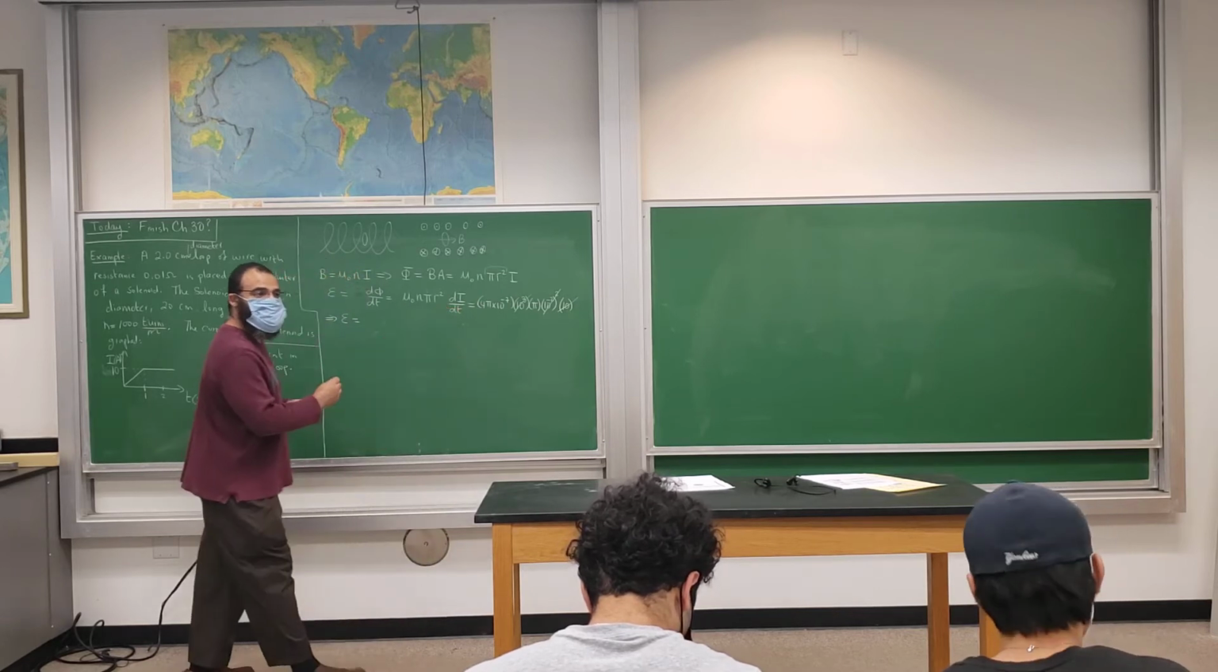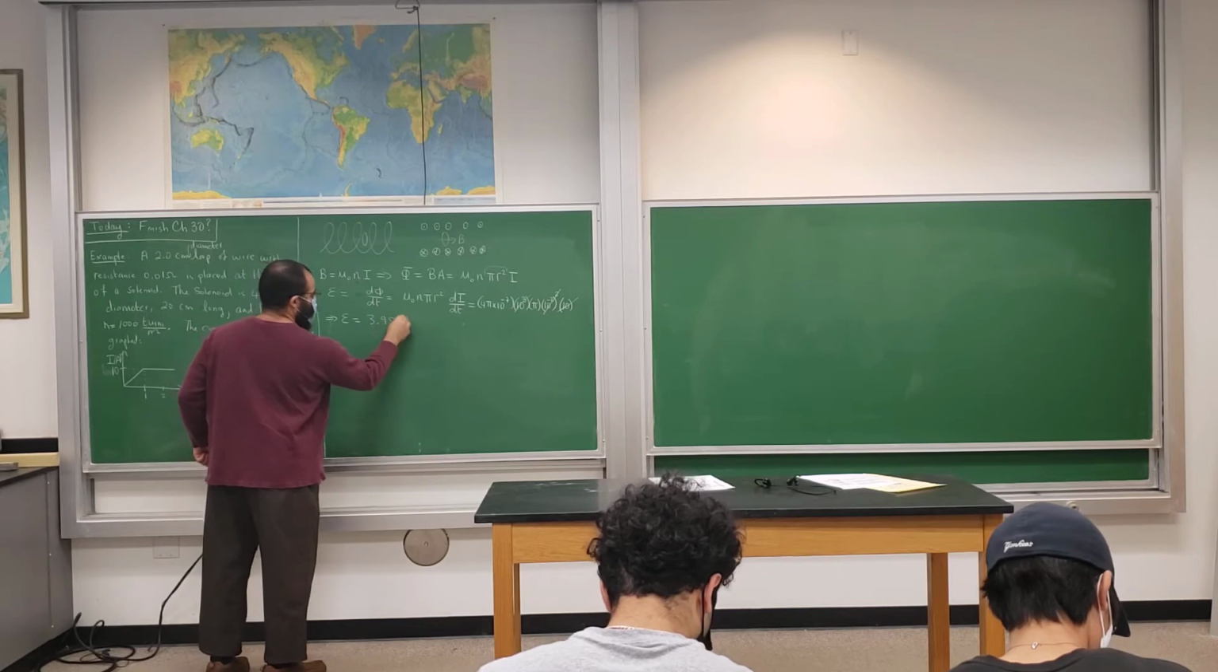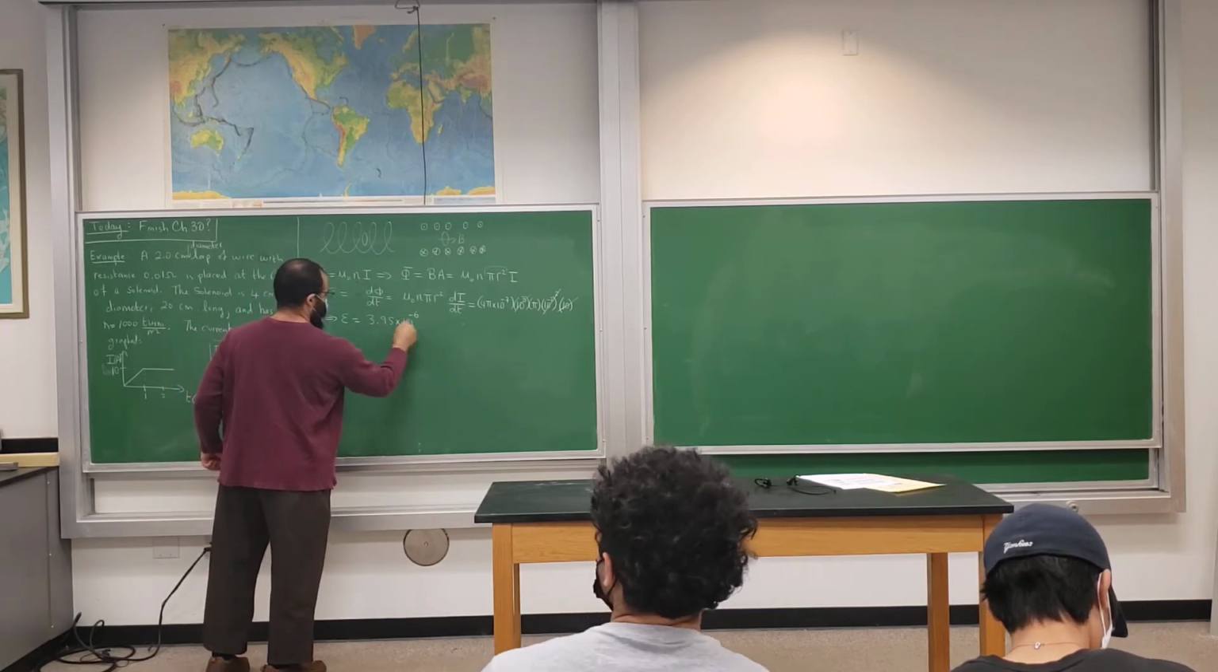How much do you get? 3.95 times 10 to the negative 6. Volts, right?